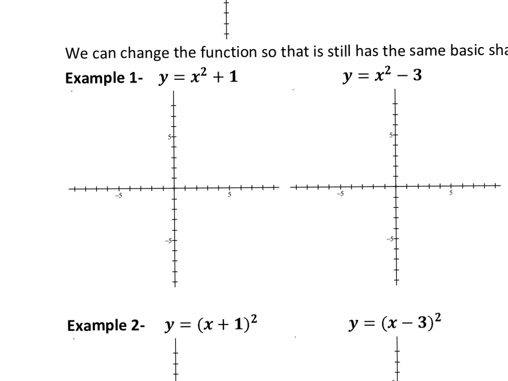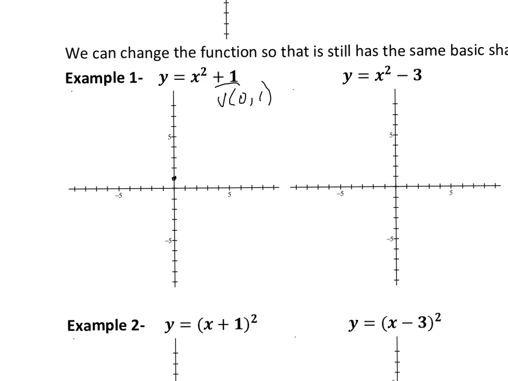Now we can change the function so it still has basically the same shape, but we've moved it a little bit. So what is this plus 1 going to do to my function? It's going to shift it how? Up, down, left, right? What do you think? Yeah, it's going to shift it up. Anytime there's a constant added to the very end, it's what we call a vertical shift. If it's positive, it shifts up. If it's negative, it shifts down. So where's my vertex going to be here? At 0 and 1. Good.